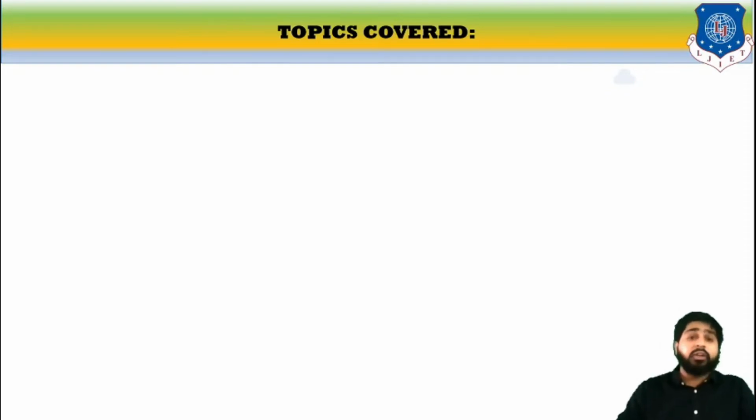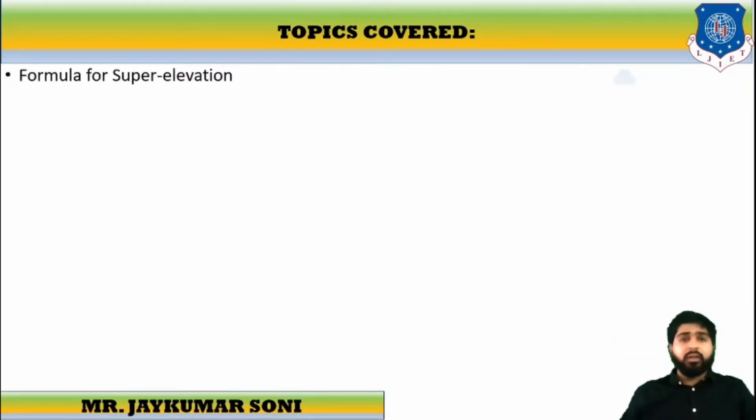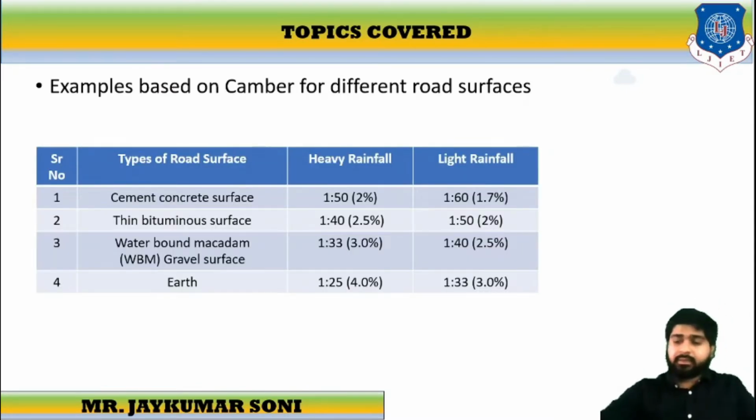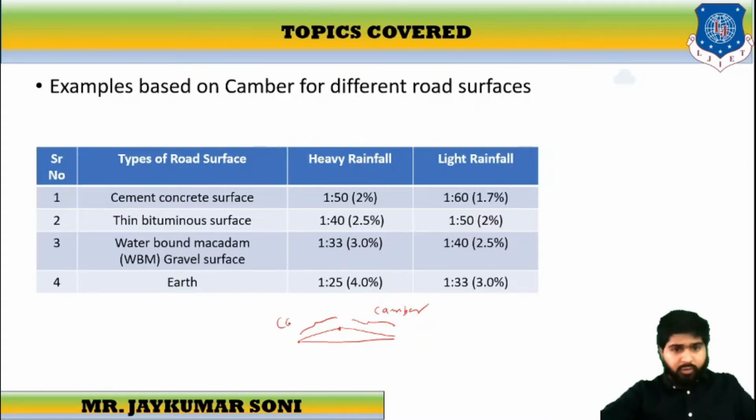Camber is the cross slope which connects the crown of the road to the edges of the road. It looks like this. If this is the road surface, then this is called the crown of the road, and this is called the edge of the road. So it connects the edge to the crown. This cross slope is called camber.